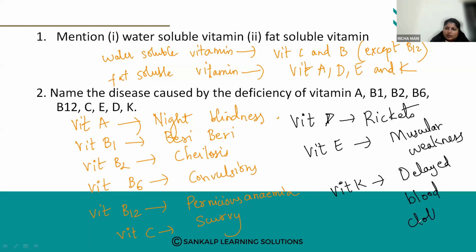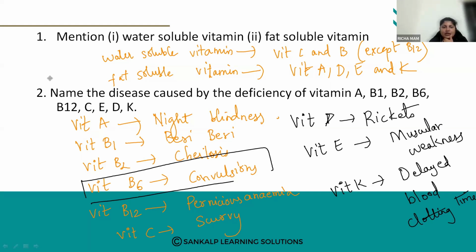So they may ask you any one. For example, if they ask what vitamin B6 deficiency causes, you have to write convulsions. Any one or any two, depending on the number of marks allotted, each will be asked for 1 mark. Understood? Is it clear? I hope you have noted it down. Yes, fine. Please study this.